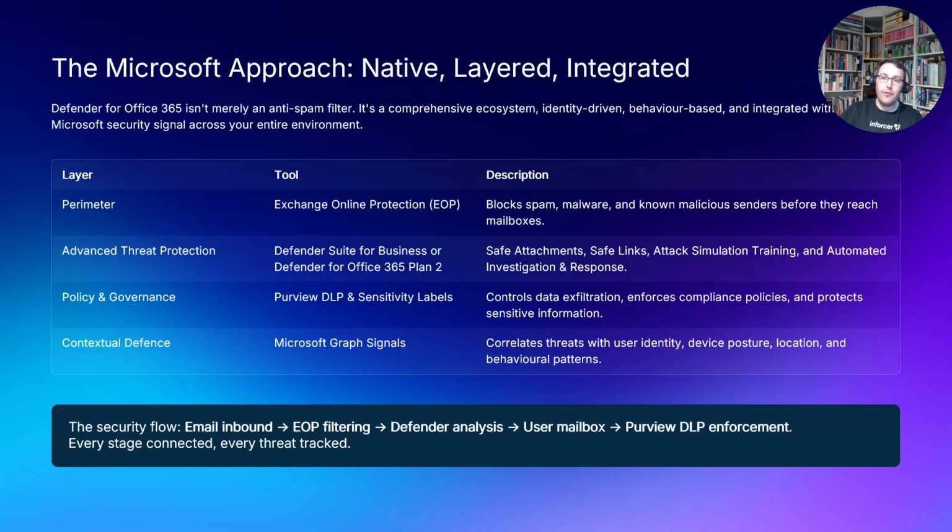And leveraging Enforcer, we can then start managing those policies as a single layer. I think it's a good example here. The security flow is email inbound, it's EOP filtering, Defender analysis, it gets back into the mailbox. But we have that layer of Purview DLP enforcement as well. Every stage is connected for every threat tracked. It's a really good statement. We want to make sure that the stages are in place, but we are tracking every single possible threat.